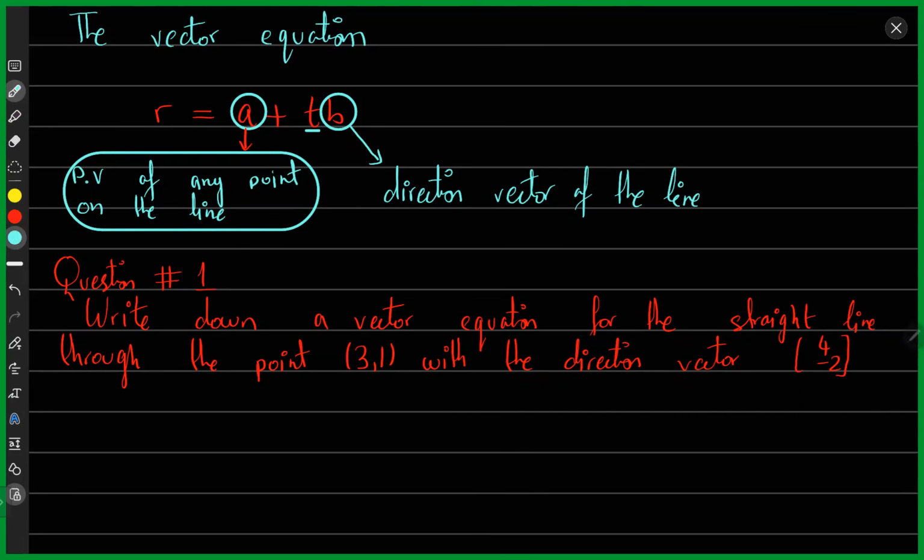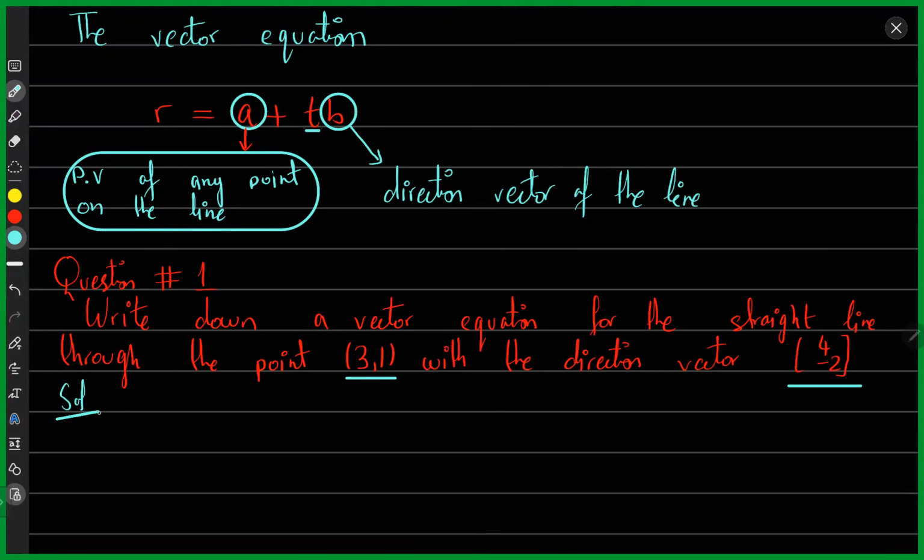You have been asked to write down the vector equation for a straight line through this point. Now, this is basically a point lying on the line, and this is the direction vector. So we know that if 3, 1 is the point, the vector lying on the line is basically going to be 3, 1, and then I would be able to write down the equation.